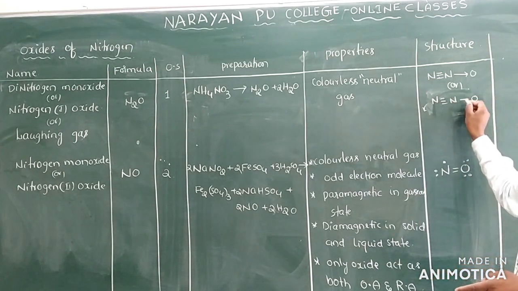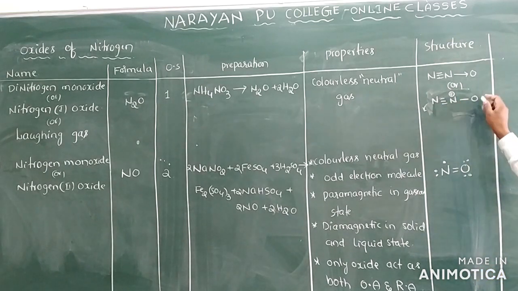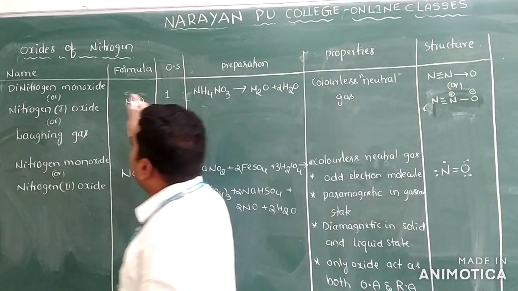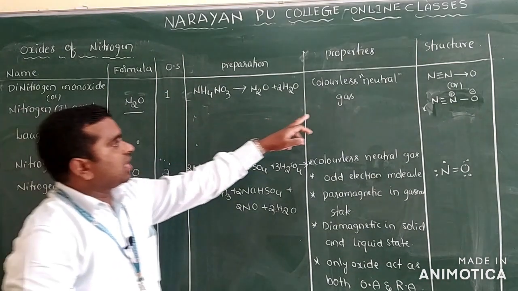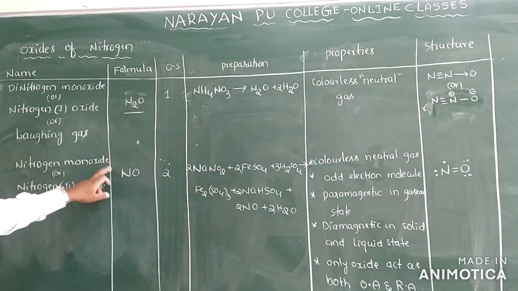When it forms the fourth bond, it donates a lone pair of electrons. Donating a lone pair means losing electrons, so it gets a positive charge; the one gaining electrons gets a negative charge. That is N2O, very important, it is a neutral gas. So the next one is nitrogen monoxide.